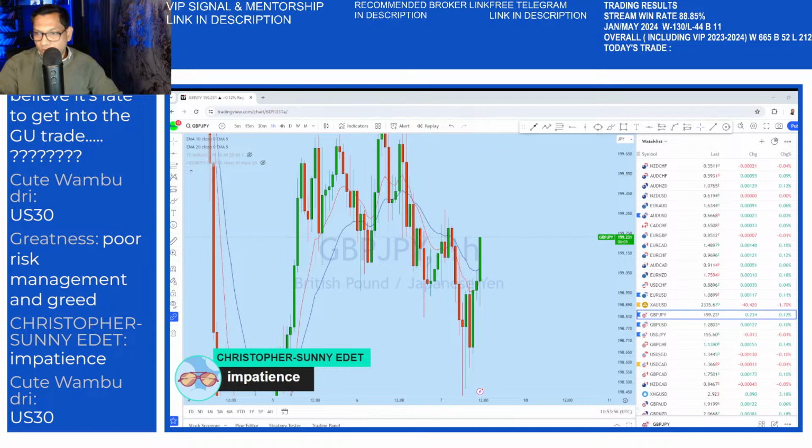Impatience. Okay, so quite a few very creative answers to the question, why do traders lose money? All of them are correct. The way it comes down to it, because they all are answering the same thing, is emotion, right? Traders lose money because of emotion.